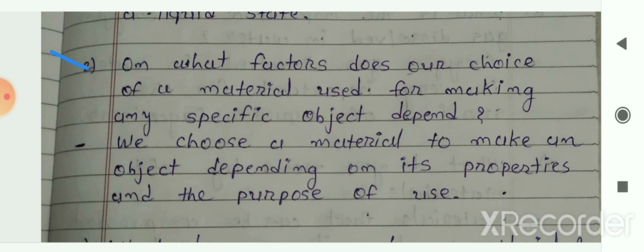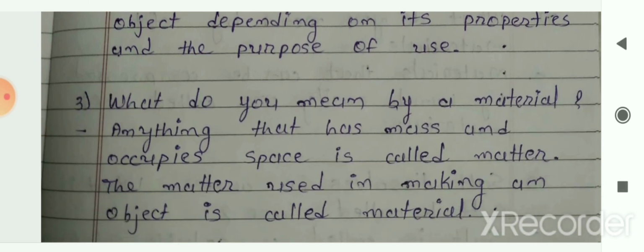As we had seen in the example of a tumbler, it is made up of plastic or metal, but it is not made up of cloth, because we want to use the tumbler to store water, and cloth cannot hold the water. So that was the example for this question.